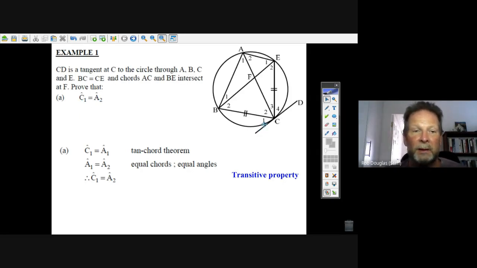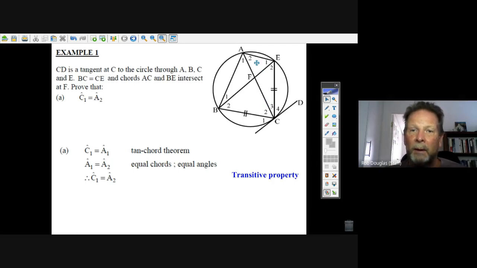Well, we start with C1. We're trying to get it to A2, but this is a triangle here. Here's the tangent. C1 is an angle between the tangent and this chord BC. And A1 is the angle up in the top that subtends that chord. So C1 is equal to A1, and we got a name for that. It's called the Tan Chord Theorem. So that's our first step.